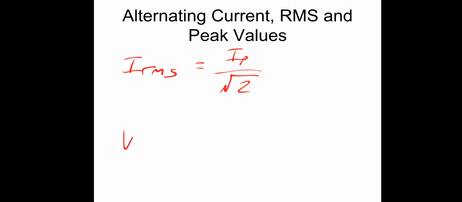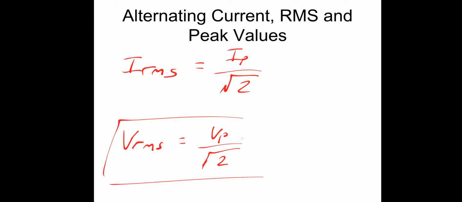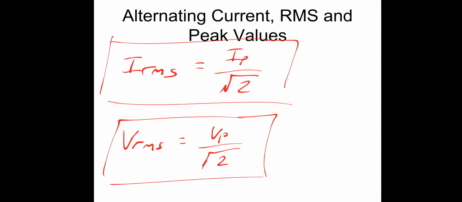And then the next one you might need, VRMS, so the average voltage, is the peak voltage divided by root 2. So you want to make sure you've got these down. These are on most data sheets. And then we'll move on. Right then, so I want to pause and have a go at this one, and then I'll take you through the answer.